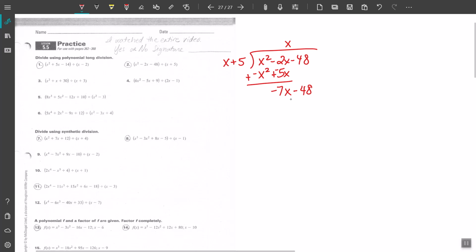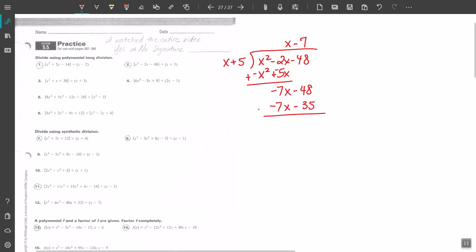Go back, do the same thing again. This is now my new dividend. I'm going to take negative 7x and divide it by x. That'll give me negative 7. I'm going to put that over top of the constant in the dividend as well. Go and do my multiplication. I end up with this.